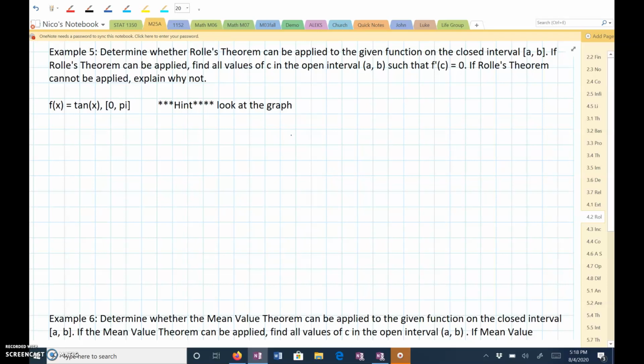So we have the function f of x equals tangent of x, and we're looking at the domain from 0 to pi, and they give us a hint here. They want us to look at the graph. So the first thing we have to do, we have to be able to graph the tangent function. So hopefully you can graph the tangent function.